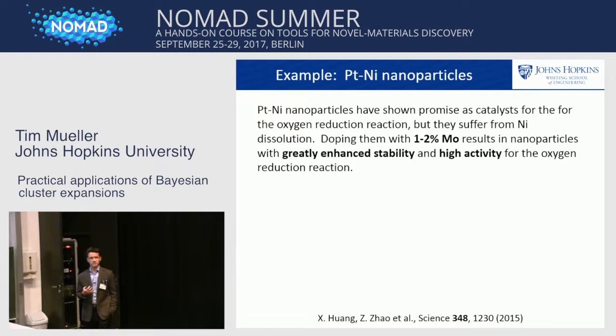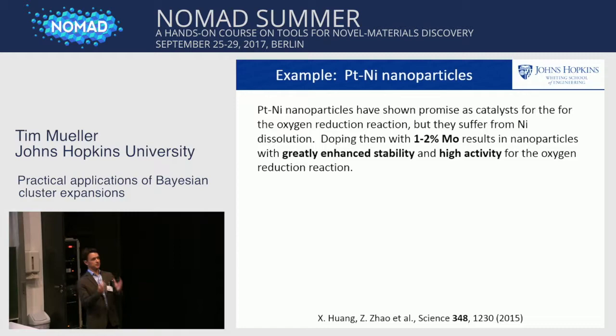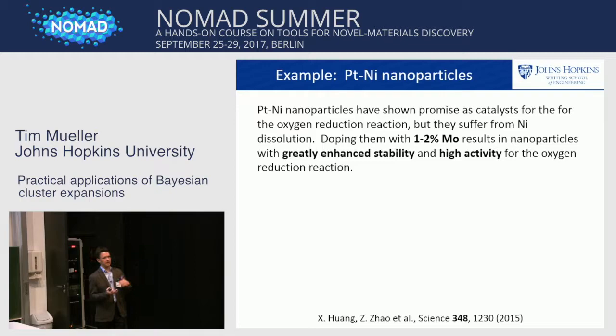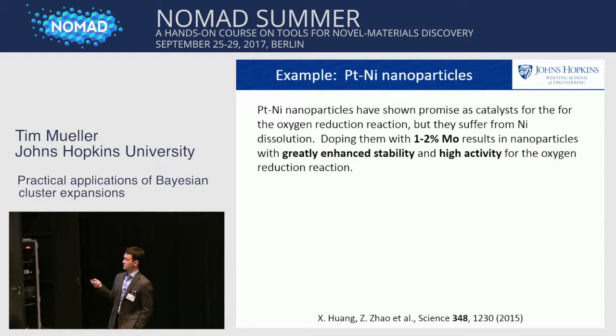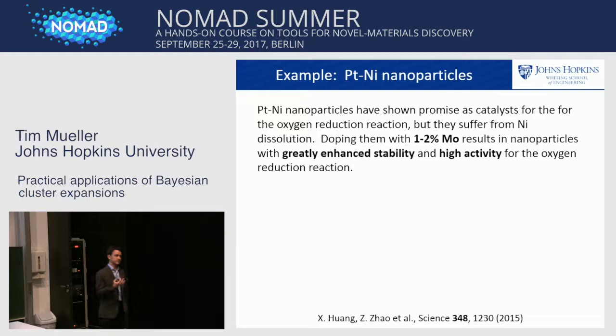So once people found out that the Pt3Ni surface worked well, they wanted to make nanoparticles to maximize the surface to volume ratio. The only problem is that when you create a platinum nickel nanoparticle, the nickel tends to dissolve away in operating conditions. And so it turns out that you can dope these particles with a small amount of molybdenum. Some experimental collaborators of ours found this and significantly stabilized them. But they didn't understand why, so they asked us to help them understand why.